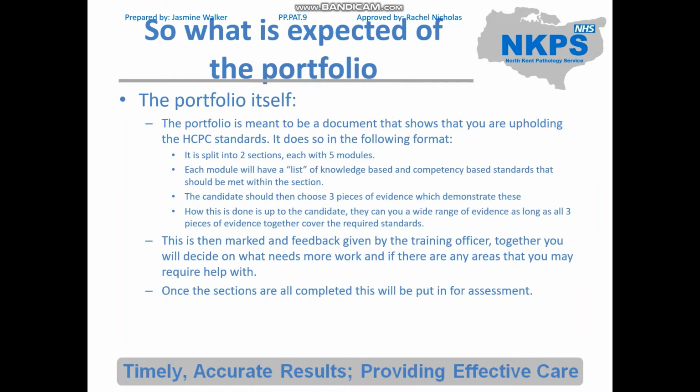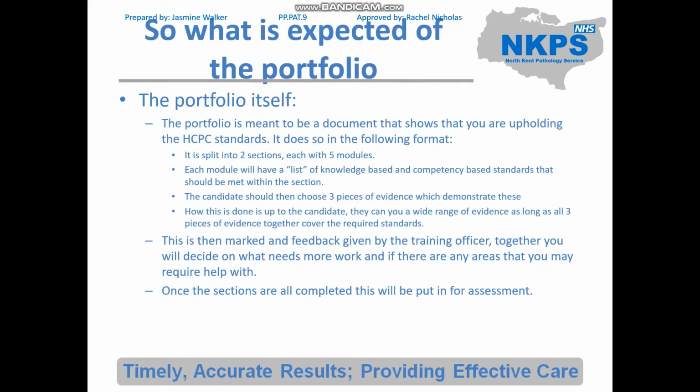The portfolio itself. So the portfolio is meant to be a document that shows that you're upholding the HCPC standards. It does so in the following format. It's split into 2 sections, each with 5 modules. And each of these modules will have a list of knowledge-based and competency-based standards that should be met within the section. The candidate should then choose 3 pieces of evidence which demonstrate these. How this is done is up to the candidate. They can use a wide range of evidence as long as all 3 pieces of evidence together cover the required standards.